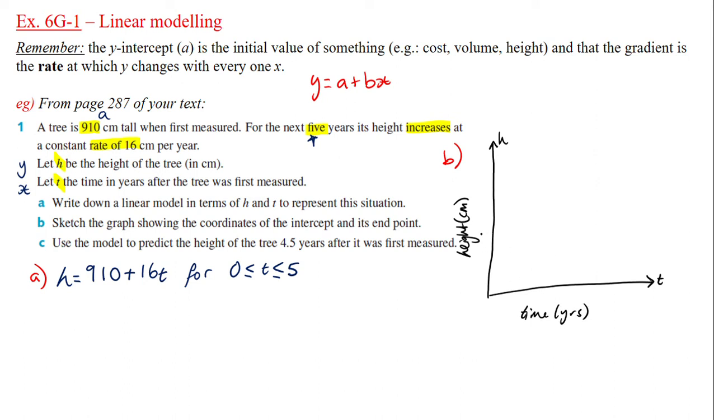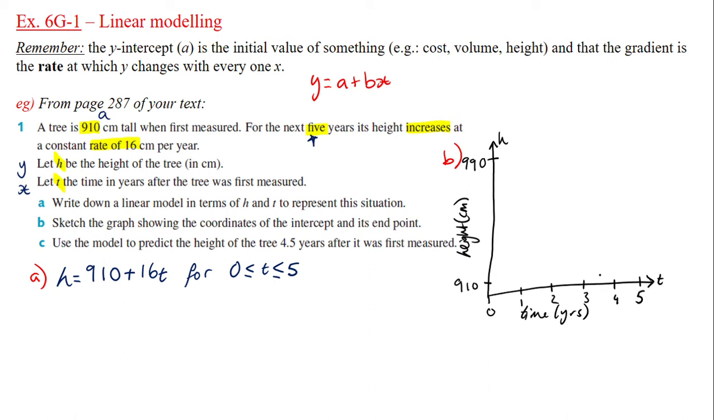Optional extra, I would recommend it just because it's really good practice. Our next step to drawing a graph is to put in our intervals. So we're going from 0, 1, 2, 3, 4, 5. And again, these values are really important, because that tells us what our x values are limited to. We're starting at 910 centimeters. And if I substitute in just for that last value so I know how tall my graph needs to go, 910 plus 16 times 5 gives me, I believe, 990.